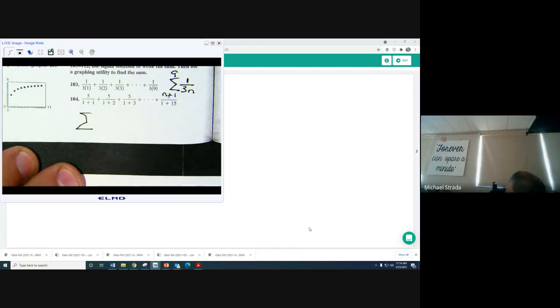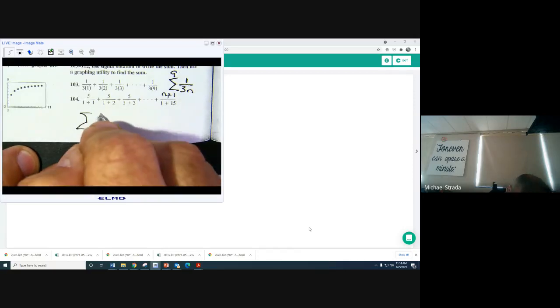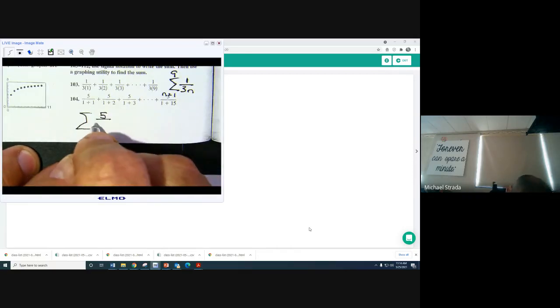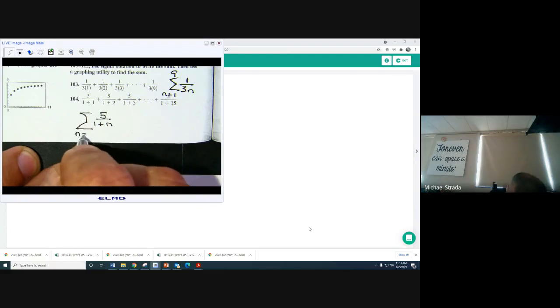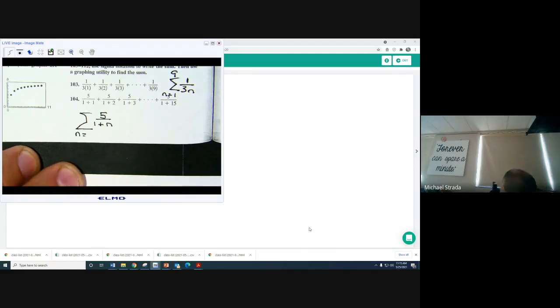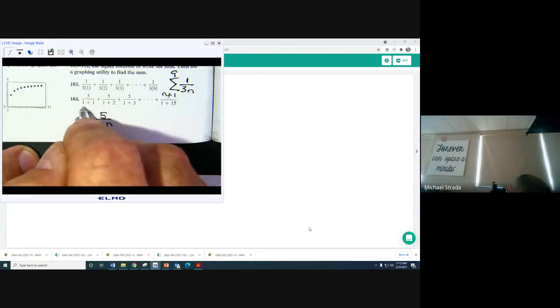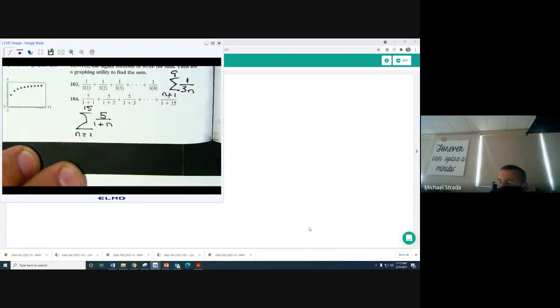All right. What's staying the same in all my numerators? 5. What's staying the same in all my denominators? 1. What's changing is that part of it. 5 over 1 plus n. All right. What is the first value inside my expression? 1. What is the last value? 15. Okay.